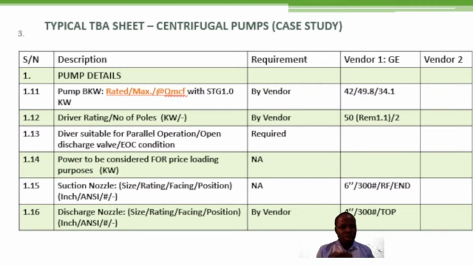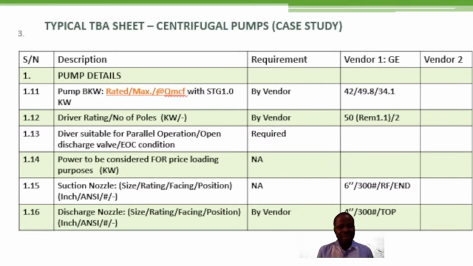All right. Now you check the driver the vendor is about to supply with the equipment. Is it suitable for your process condition if you have a parallel operation? Or is it suitable for open discharge valve? Or is it suitable for EOC? EOC is end of curve condition. Because you are going to have these conditions. So if it is suitable, you indicate under the respective vendor. Now, you also look at the power to be considered for price loading purposes. If it is applicable, you state it. If it is not applicable, you also do what?